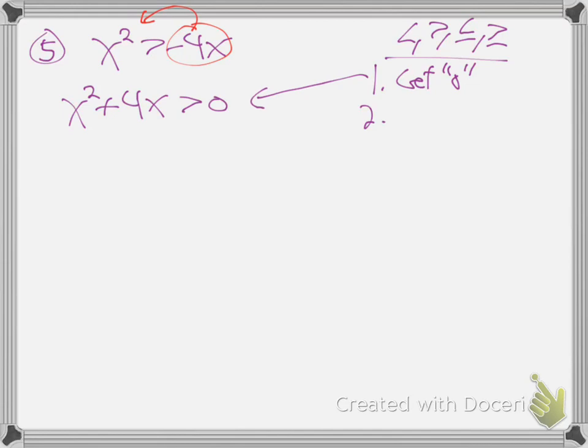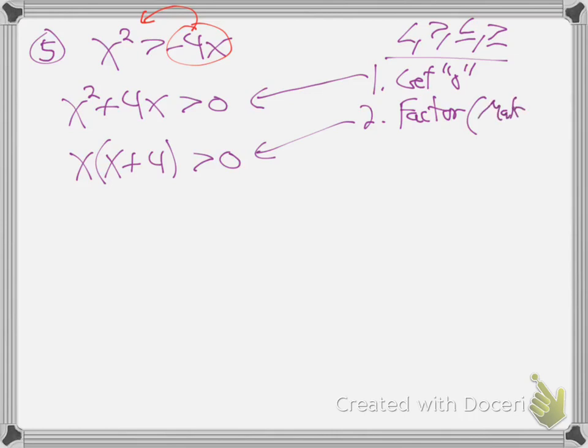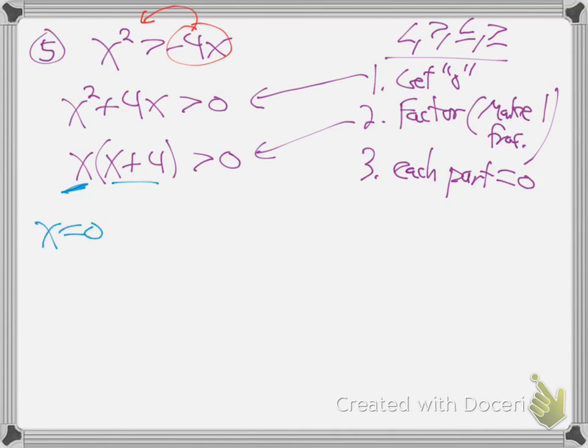Step 2, factor. So how do we factor? Take out an x. Factor out an x like that. All right, step 2, factor. Or, you know, before I wrote make one fraction, but we don't have fractions here, so we just factor. And step 3, each part equals 0. So if we had a fraction, it would be numerator and denominator, but we don't have a fraction. We just have this part alone and this part alone. So each part equals 0.